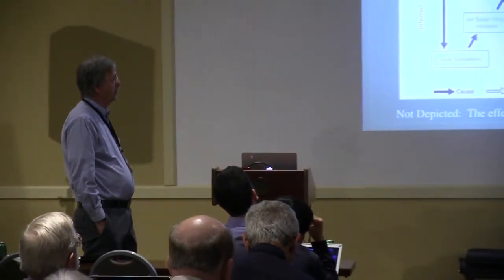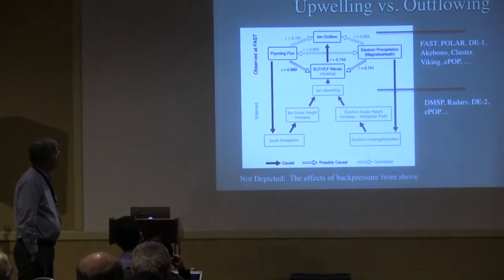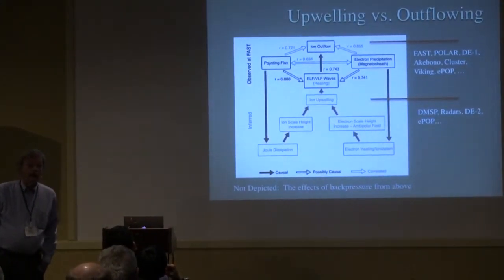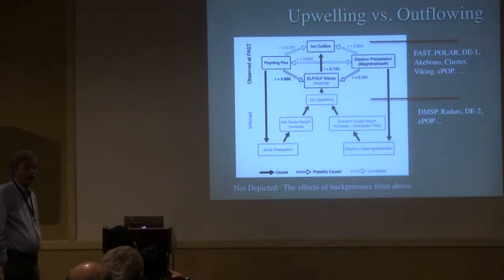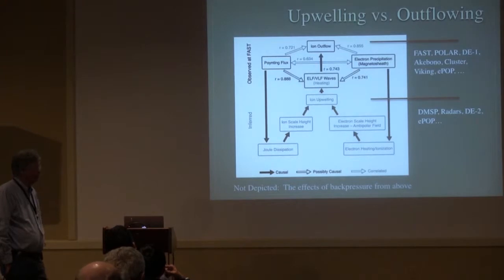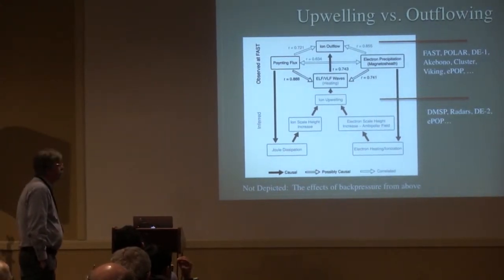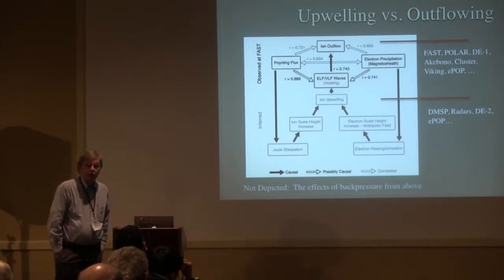So let's start off by talking about upwelling and outflow. I'm an observer, and so anything that's seen on FAST, Polar, DE1, Akebono, Cluster, Viking, and apogee of EPOP I call outflowing, because it generally has more than 4 or 5 volts, and it probably gets to the plasma sheet. Anything that's observed in radars, DE2 and EPOP when it's near perigee, and from the DMSPs is basically upwelling.